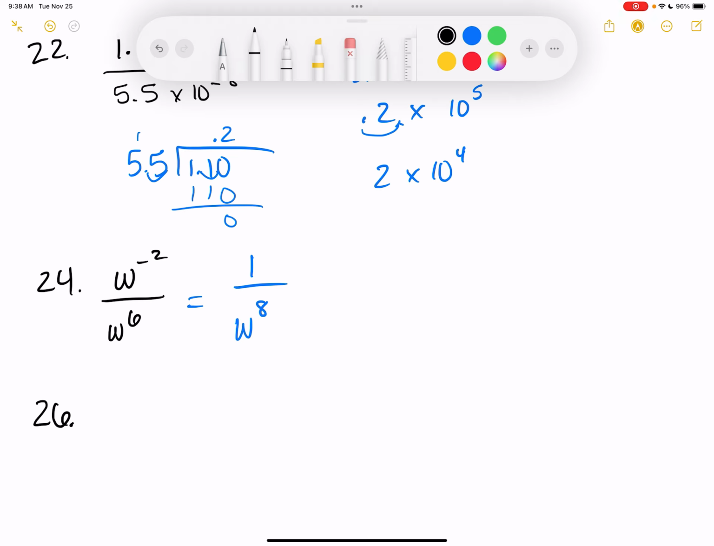Number 26. In the parentheses, P cubed, Q squared, all to the negative 1. What happens with this one? Carry the negative, so I would have P to the negative 3, Q to the negative 2. Am I done? No, I'm going to make a fraction. I need to move them both to the bottom because they both have negative exponents, so 1 over P cubed Q squared.